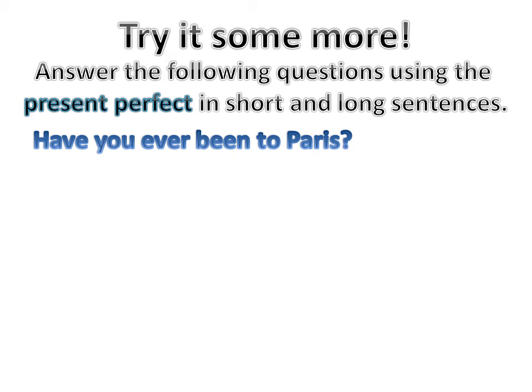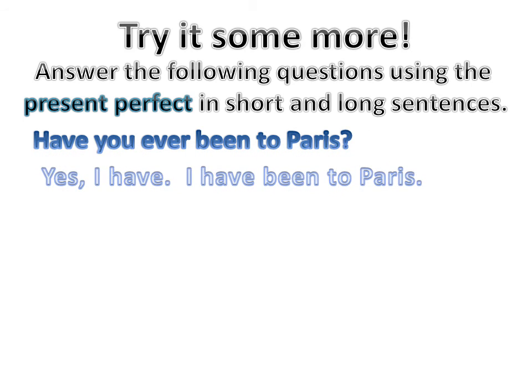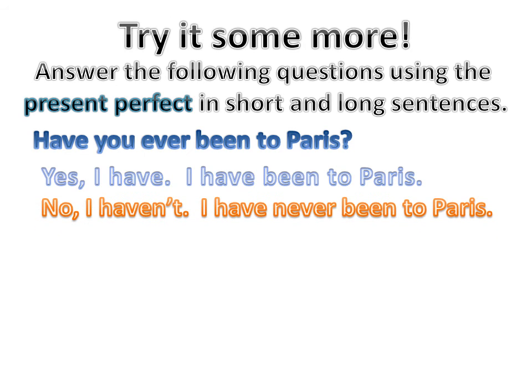So, have you ever been to Paris? What did you say? Did you say, yes, I have been to Paris? Or did you say, no, I haven't. I have never been to Paris. Keep in mind, we don't want to say, I have ever been to Paris. Right? We only use "ever" in the question.